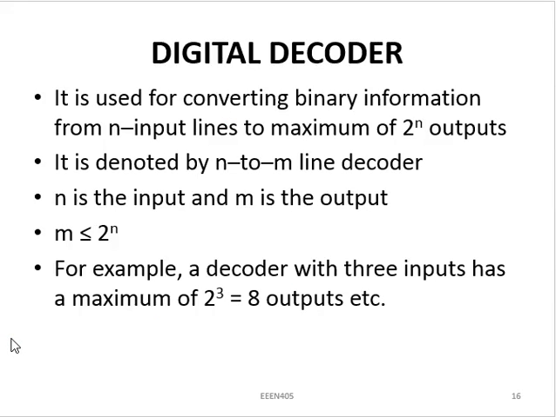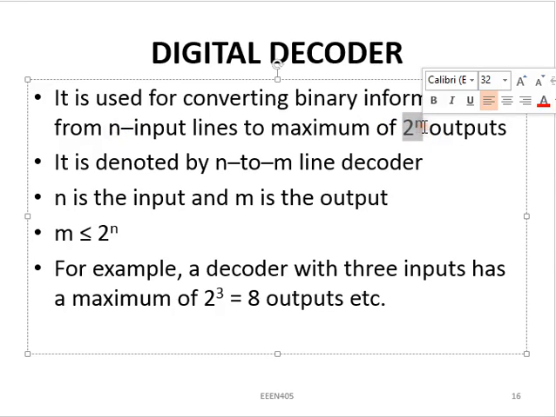So the next thing is the digital decoder. This digital decoder is a digital logic circuit that is used for converting binary information from n inputs up to a maximum of 2 raised to power n outputs. So we always denote it by n to m line decoder, where n is the number of inputs and m is the number of outputs, and we are told that the output can reach up to 2 raised to power n. Therefore our m is less than or equal to 2 raised to power n.